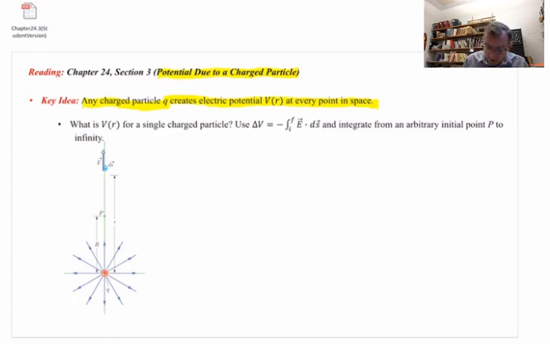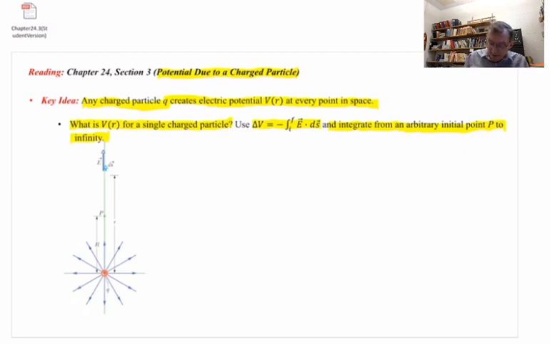So here's our big question. What is this function V of R for a single charged particle? We're going to use this integral relationship. Delta V is the negative line integral from point I to point F of E dot ds. And we're going to integrate from an arbitrary initial point P to infinity. Oh, we're going to take the final point to be at infinity. I'll explain why in just a minute.